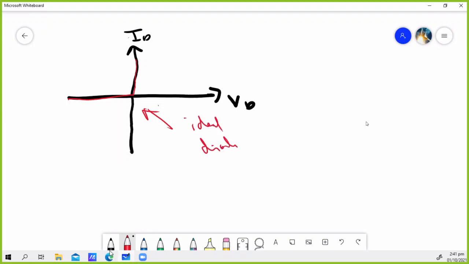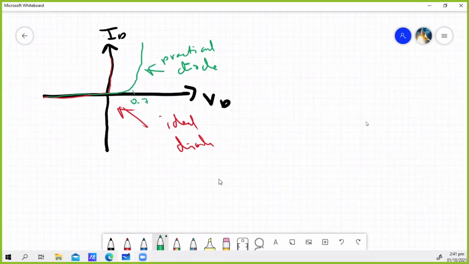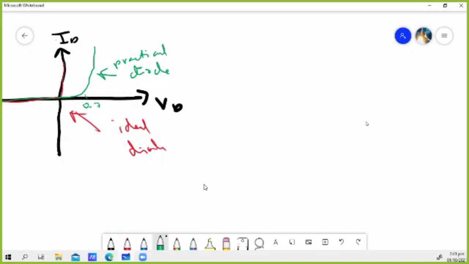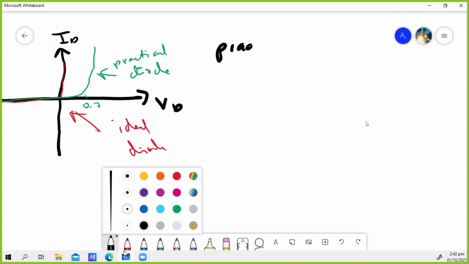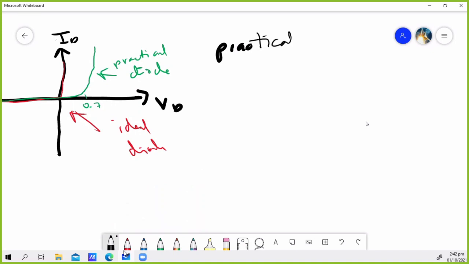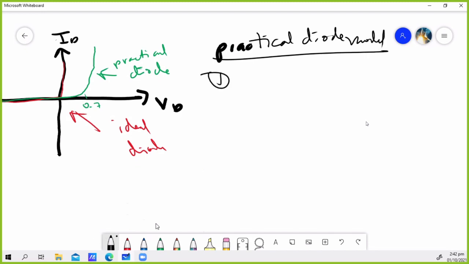And yung practical diode characteristic curve natin ay susundan pa niya yung threshold voltage. For example, is silicon. So around 0.7, magsisimula na siya mag-conduct. Okay, so this is your practical diode model. Sa practical diode model, meron tayong dalawang klase. Practical diode model. Okay. Ang unang-una natin dyan is yung tinatawag na piecewise linear.